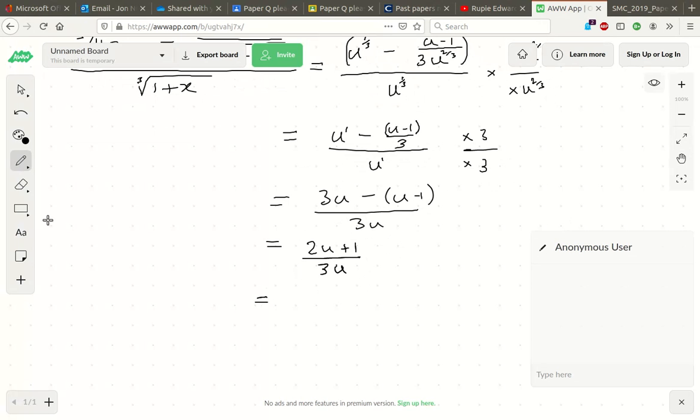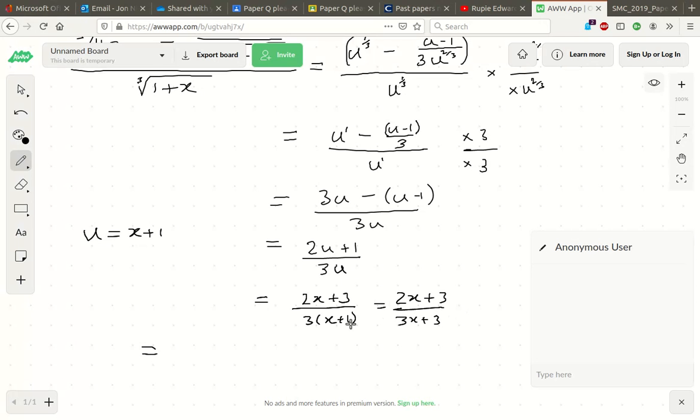And now I can just substitute back. And now what was it I said u was? I think it was x plus 1. And so I've got 2x plus 2 plus 1, which is 2x plus 3 over 3 times x plus 1. I expect that some students will have this written down in different ways, because if you think about it, that's the same as 2x plus 3 over 3x plus 3.